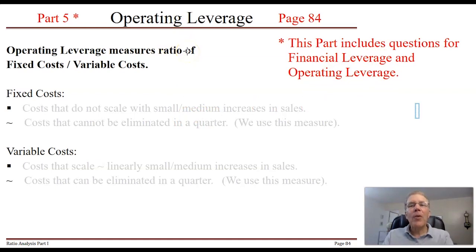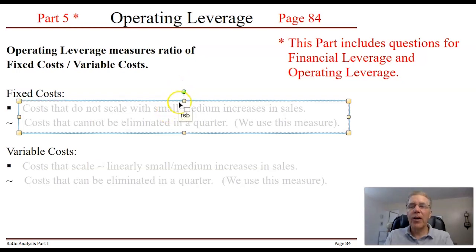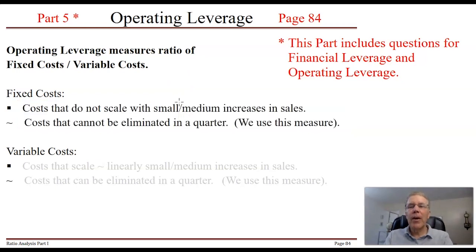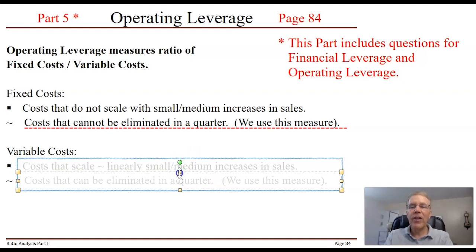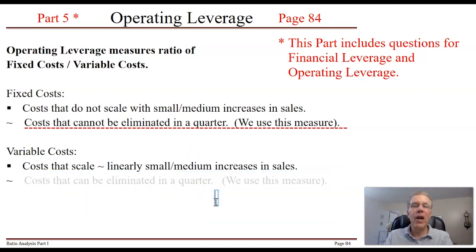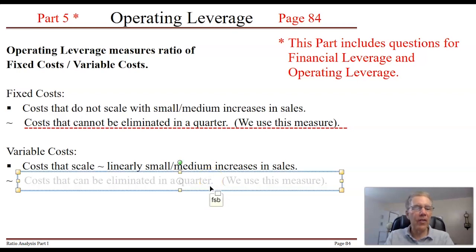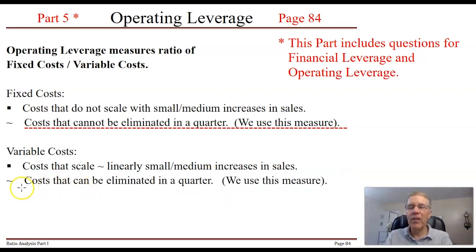Okay, so operating leverage is always going to be measuring some ratio of fixed costs to variable costs. We've touched on this briefly before, but in general, fixed costs are costs that don't scale with small or medium increases in sales. And for us, just so we have something definitive to say about it, we'll say that fixed costs are costs that can't be eliminated easily in one quarter. By contrast, variable costs are costs that scale linearly with small and medium increases in sales. And again, so we have a rule for it, we're going to say that these are costs that can be eliminated in a quarter.